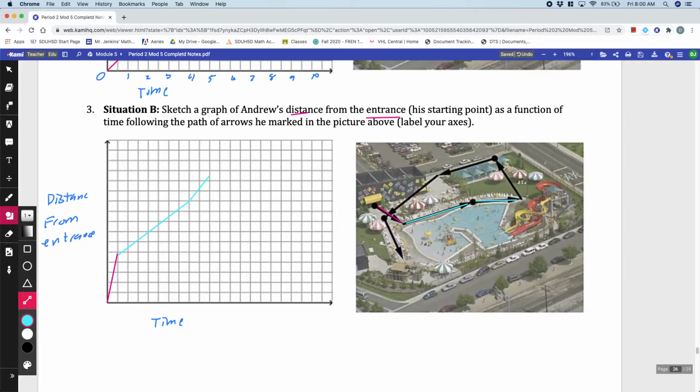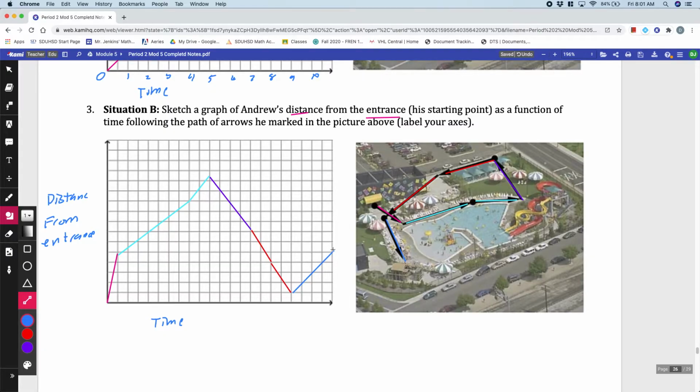Then if you notice, he's coming a lot closer. Made a nice quick turn going closer to the entrance. So that would be about this. And now he's going really close to the entrance again. So here we go, he's getting closer, and then closer again. And he's getting pretty darn close to the entrance. But then he goes back away from the entrance. Something like this. That was just a rough sketch.